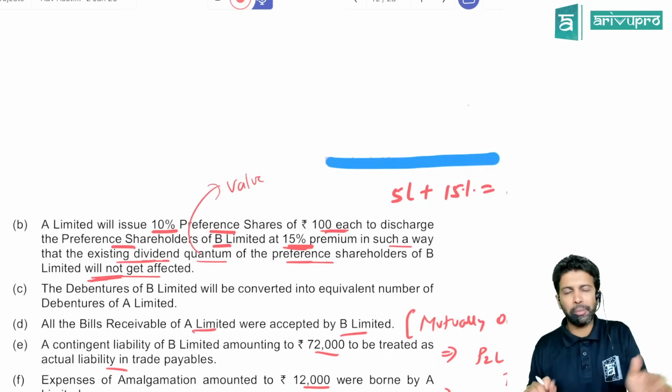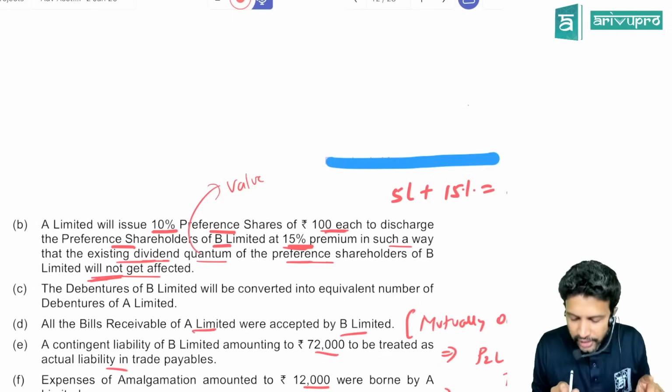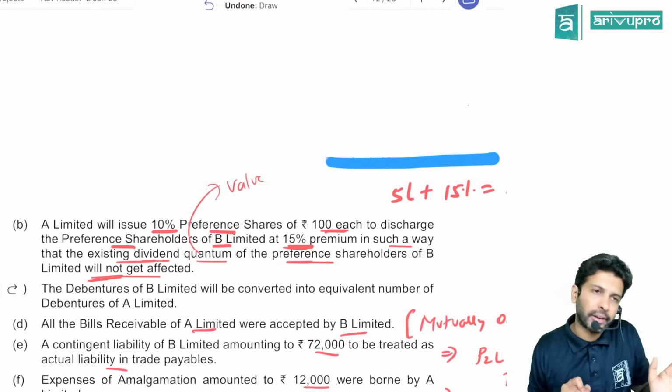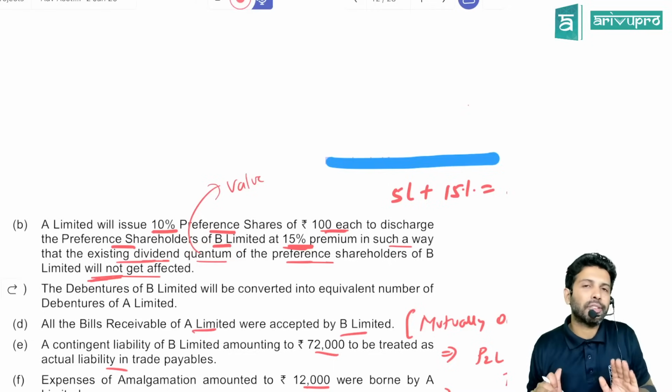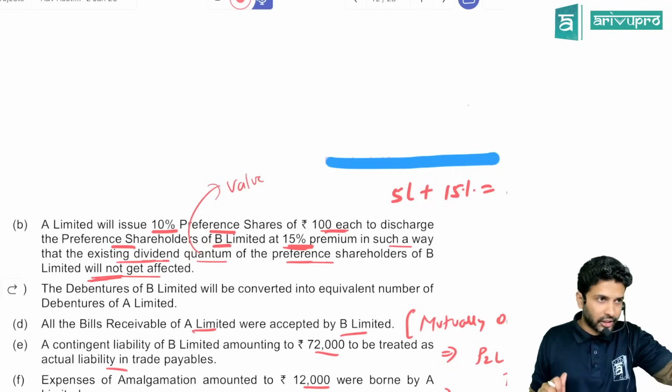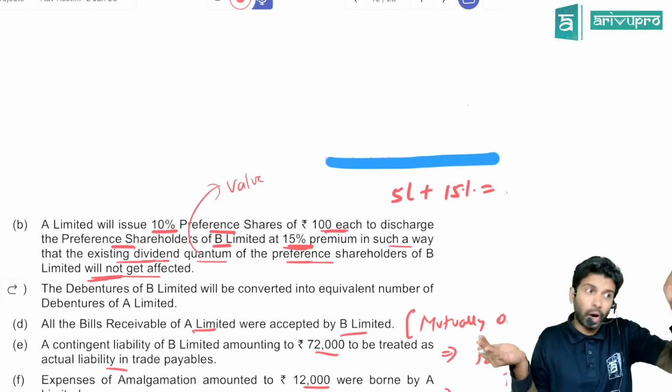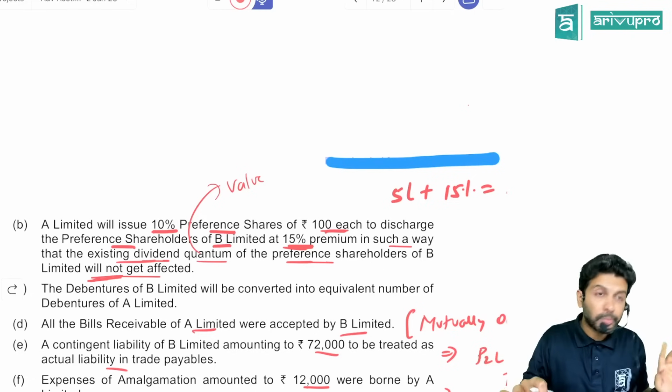Again I'll put it up, but let's understand this. They said quantum of dividend should not be affected. That means indirectly what they're trying to say is, whatever dividend they used to get in the earlier company, the same dividend they should get now also. Correct? Yes, people? Yes, sir.